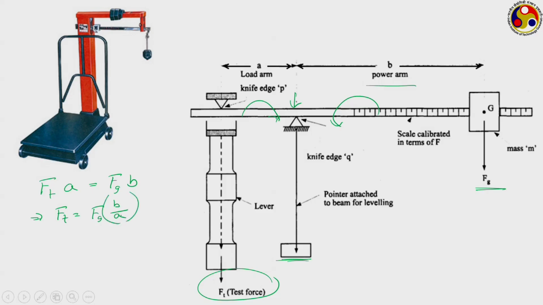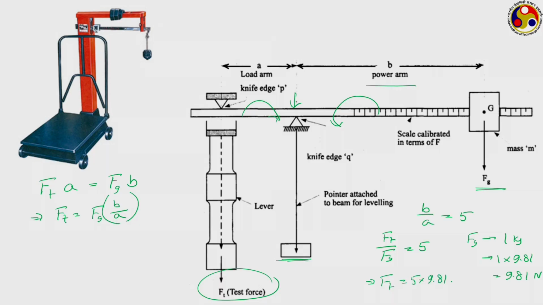That means this particular ratio B upon A is very important for the range of values of Ft that we can measure with this. For example, suppose your B by A is equal to 5, then we have Ft upon Fg is equal to 5. If Fg corresponds to a mass of 1 kg, how much force will 1 kg of mass lead to? This is of course equal to m into g, that is 1 into 9.81, that is 9.81 Newton. So, just by adding a mass of 1 kg, which leads to 9.81 Newton of force, we can get a measurement of Ft equal to 5 into 9.81, and correspondingly whatever value you get, this much force can be measured.